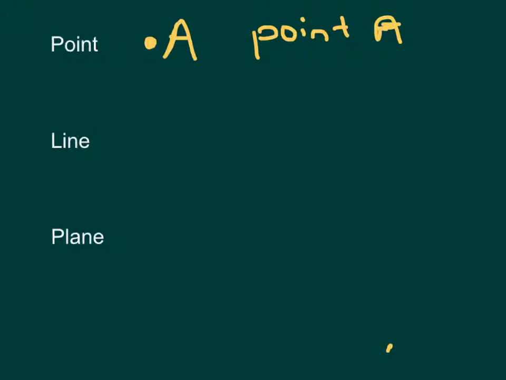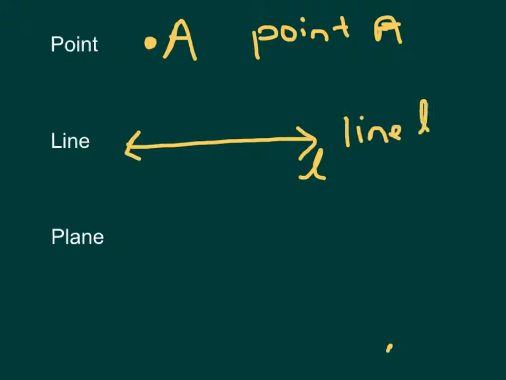The next undefined term that we're going to look at is a line. Now, a line goes on forever in both directions and can be labeled with a lowercase cursive letter. So this right here we would say is line L. Notice this does not have a dot. This is not a point on the line. It is one way to name our line.